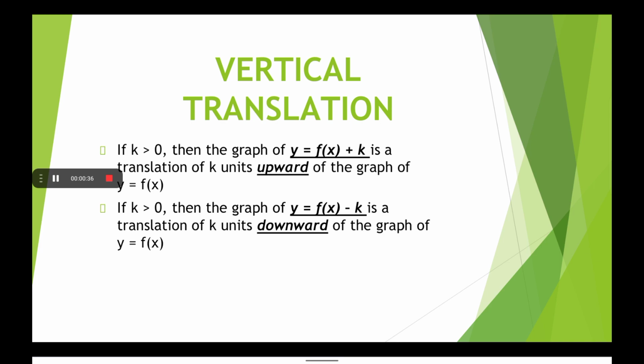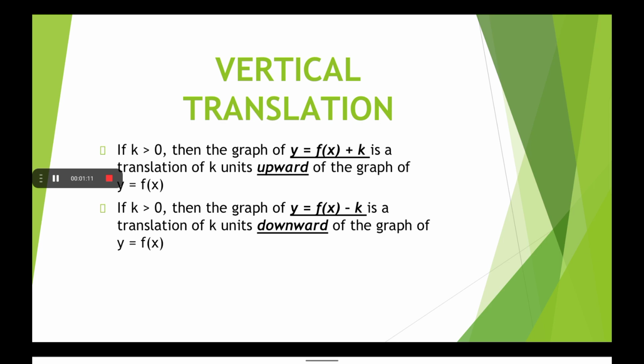Here is the definition of vertical translation. First one is, if k is greater than 0, then the graph of y equals f of x plus k is a translation of k units upward of the graph of y equals f of x. If the given graph is y equals f of x, we obtain the graph y equals f of x plus k by shifting the points in an upward direction. If it's negative, that means y equals f of x minus k, we shift the points in a downward direction. I hope you understand this.